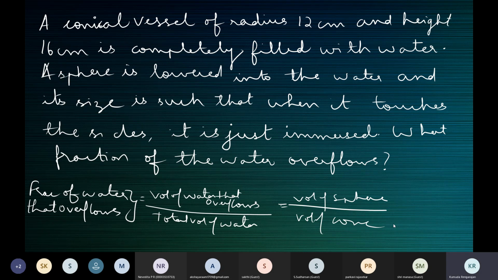Water that overflows is whatever is the volume of the sphere. The sphere has taken some space inside the cone, so proportionately, some water overflows. Overflow water is the volume of the sphere. Total volume of water is the volume of the cone. So this is what you have to find: the volume of the sphere by the volume of the cone.